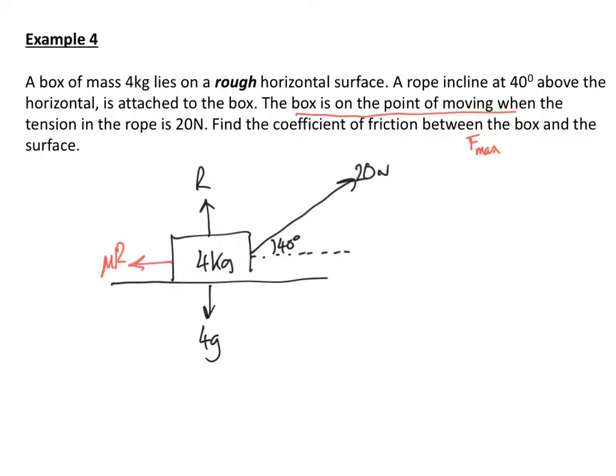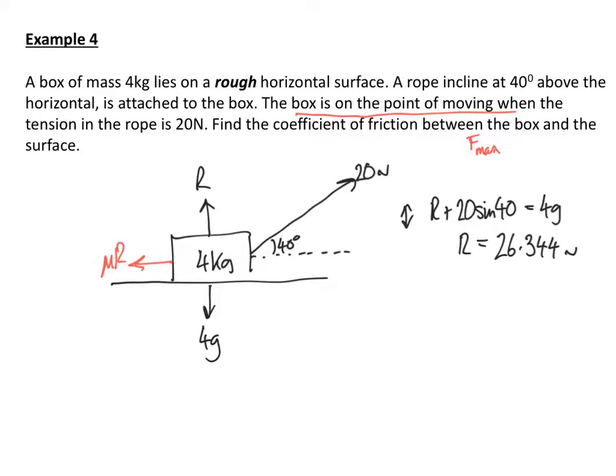When we look then vertically, we can see that R plus 20 sine 40 is equal to 4g. And so we can change that around to find that R is 26.344 newtons.